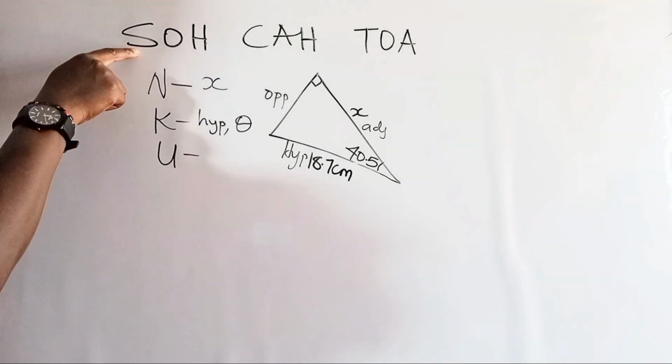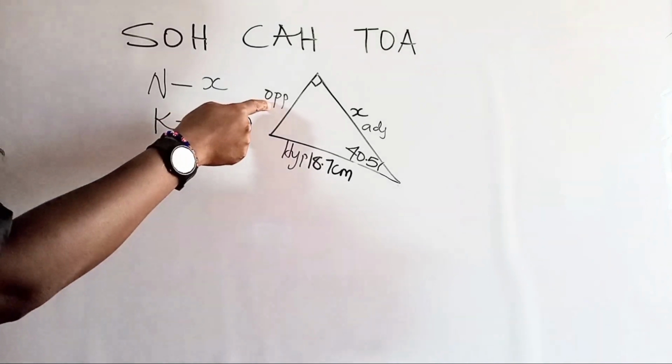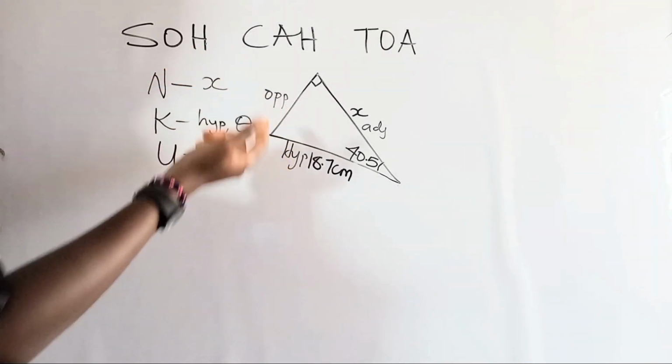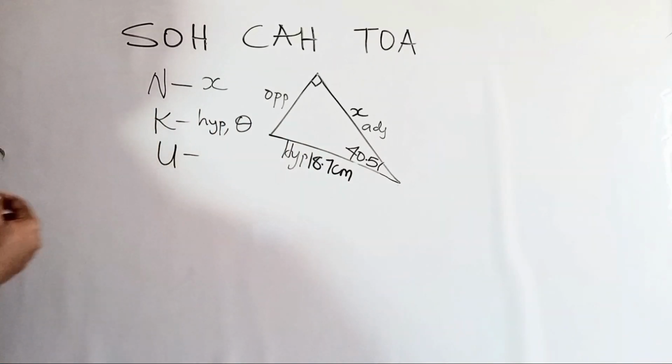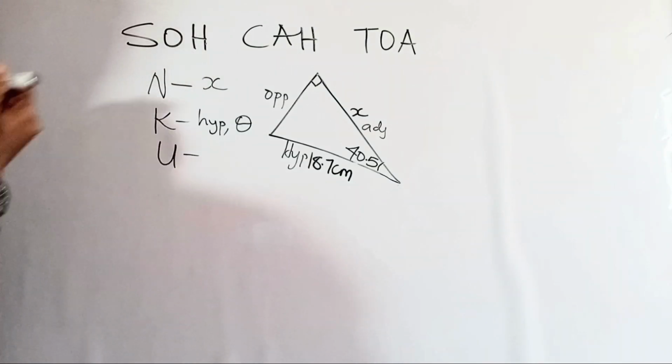We know already that our sine theta is opposite over hypotenuse. This is the opposite, this is the hypotenuse. If we use this, considering that we have a given angle, it doesn't relate to the unknown we are to find. So that cancels this ratio out.